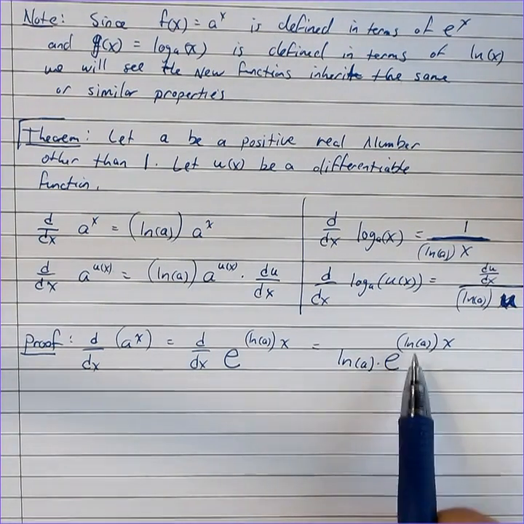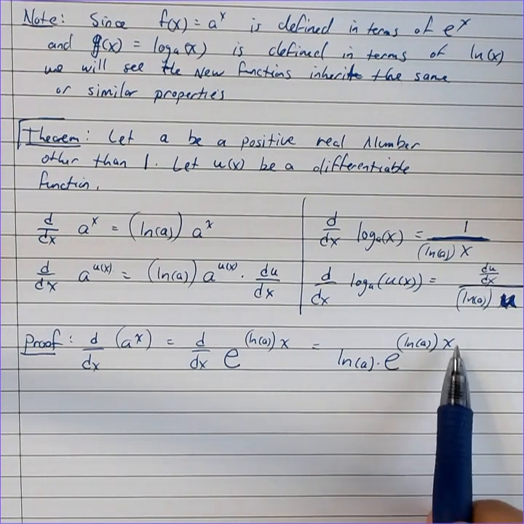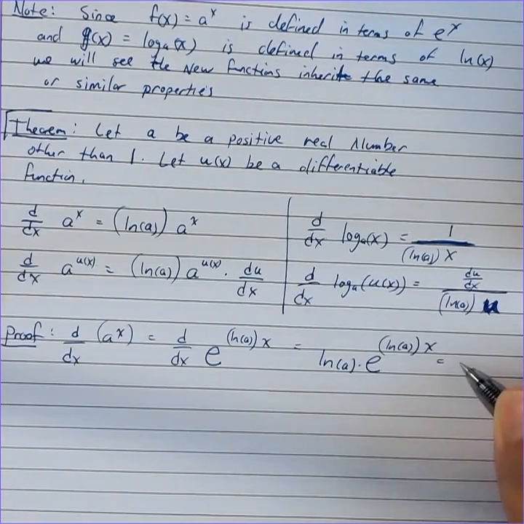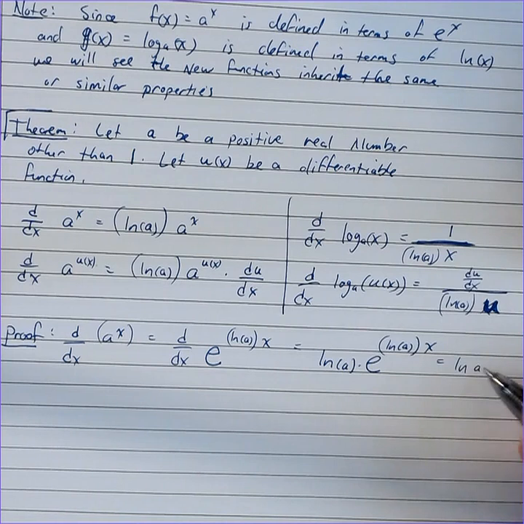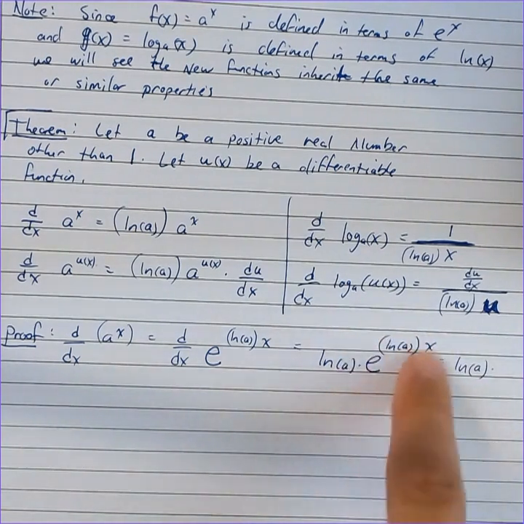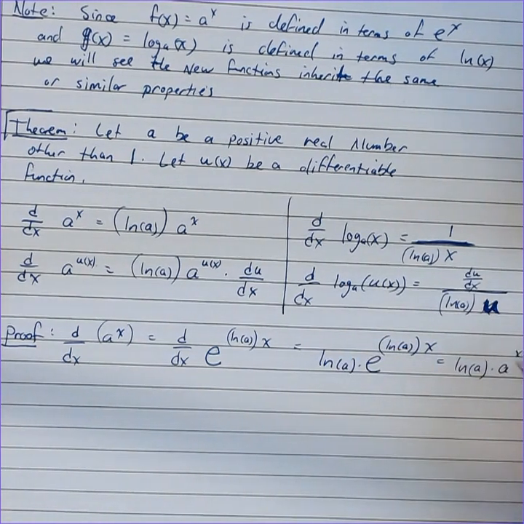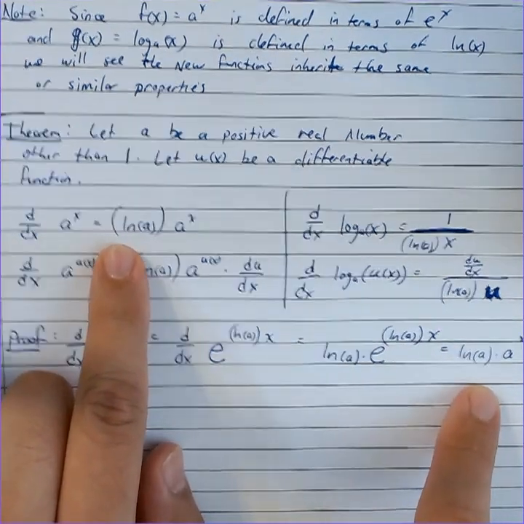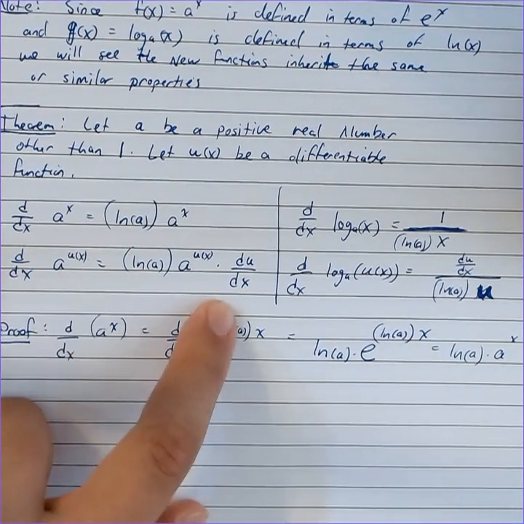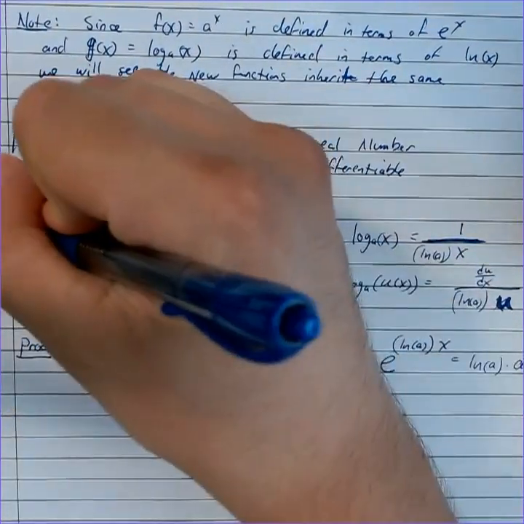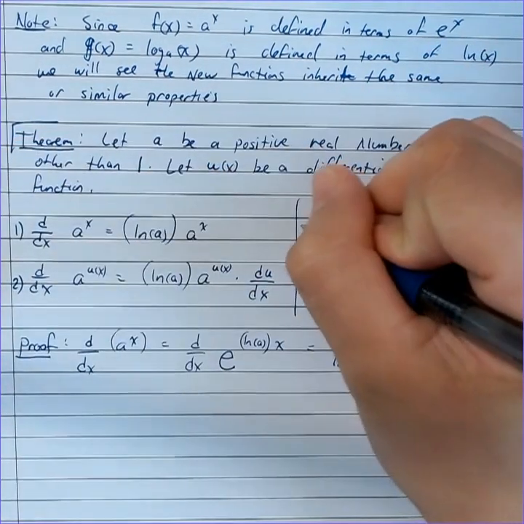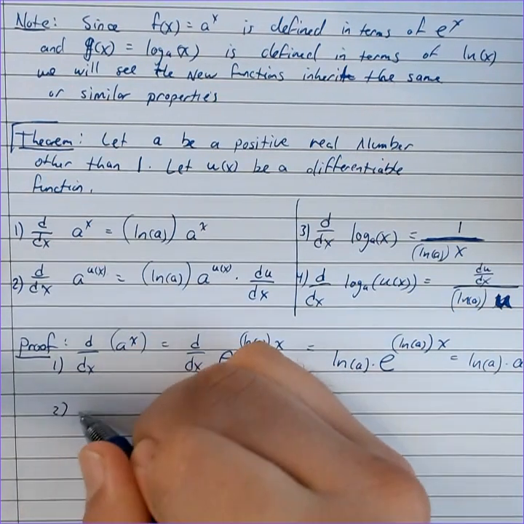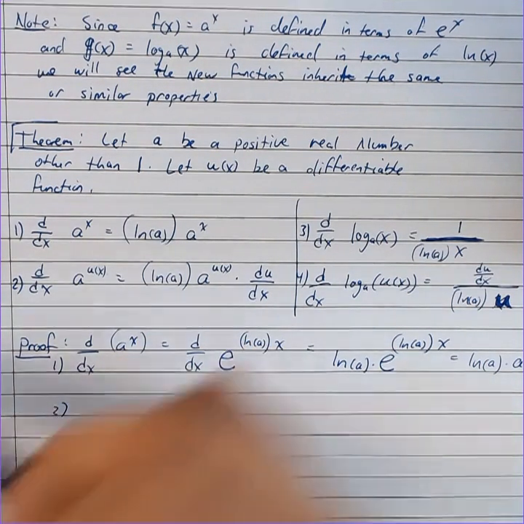But of course we know that e to the natural log of a times x is the definition of a to the x. So we can now write this as the natural log of a times a to the power of x, which is exactly what we have over here. Natural log of a times a to the power of x. This one right here is just using the chain rule. When we number them, let's call them 1, 2, 3, and 4. So this is the proof of number 1. The proof of number 2 is just to use the chain rule on number 1.